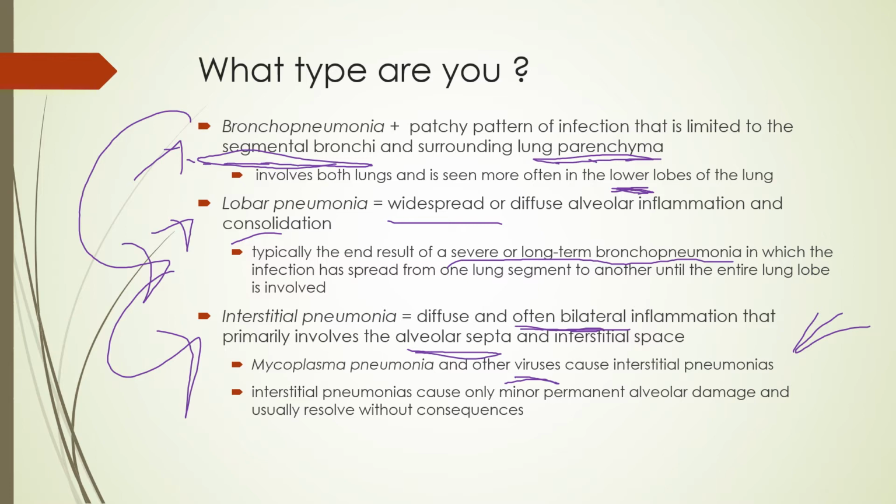Interstitial pneumonias can cause permanent damage. So this is the severe form of it. So broncho is mild, lobar is moderate. When you get to an interstitial, it's the severe form, and it can cause damage. Usually it will resolve without consequences, but if it's very severe, it can obviously cause some permanent damage in patients where it is very severe.